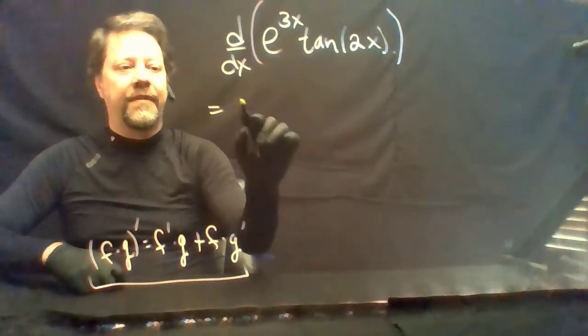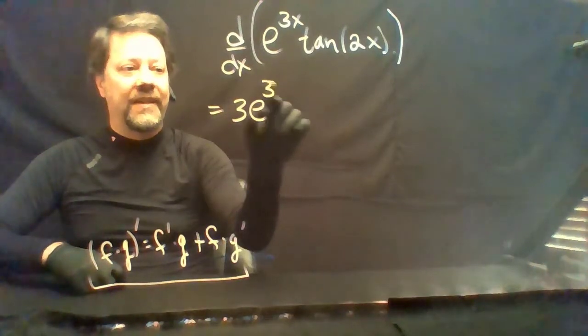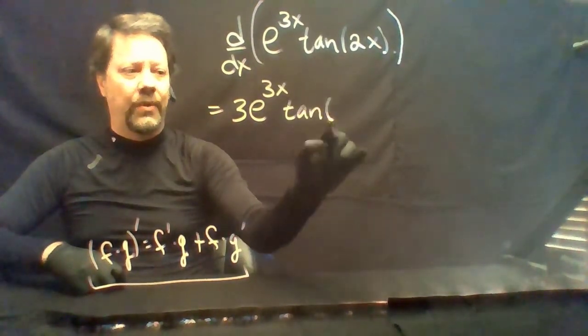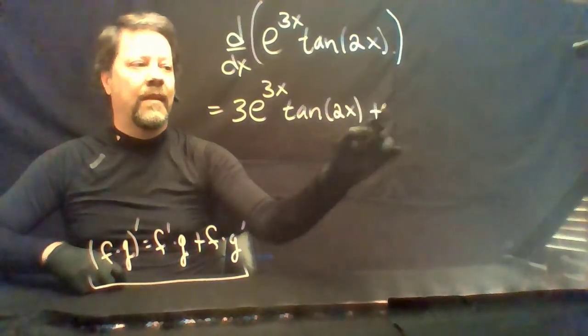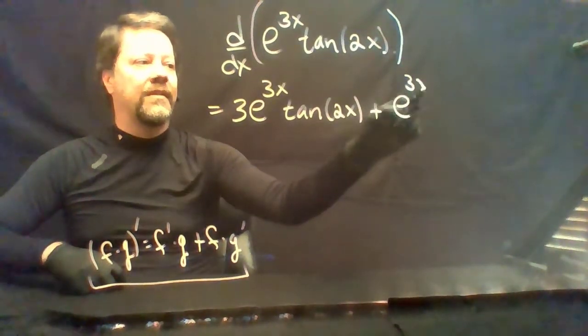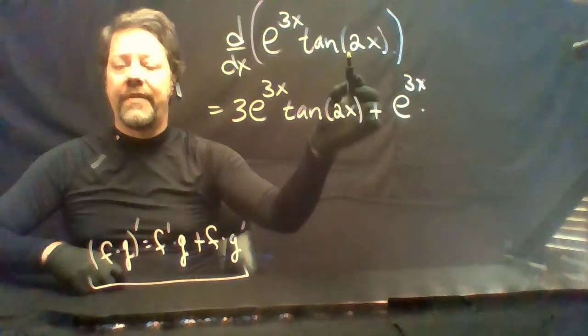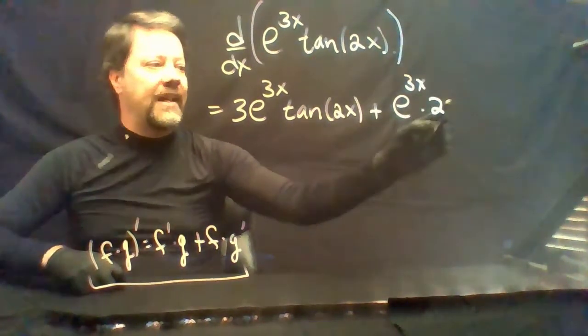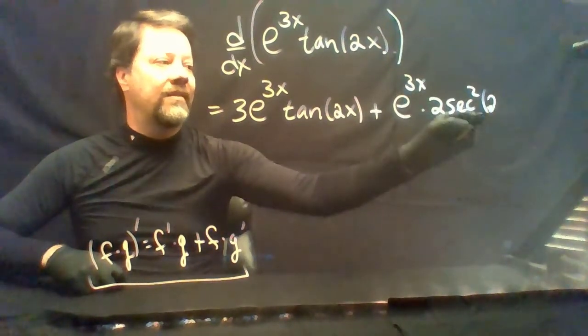The derivative of the first, that's 3e to the 3x by the chain rule, times the second left alone, plus the first times the derivative of the second. The inside has a derivative of 2. The derivative of tangent is secant squared.